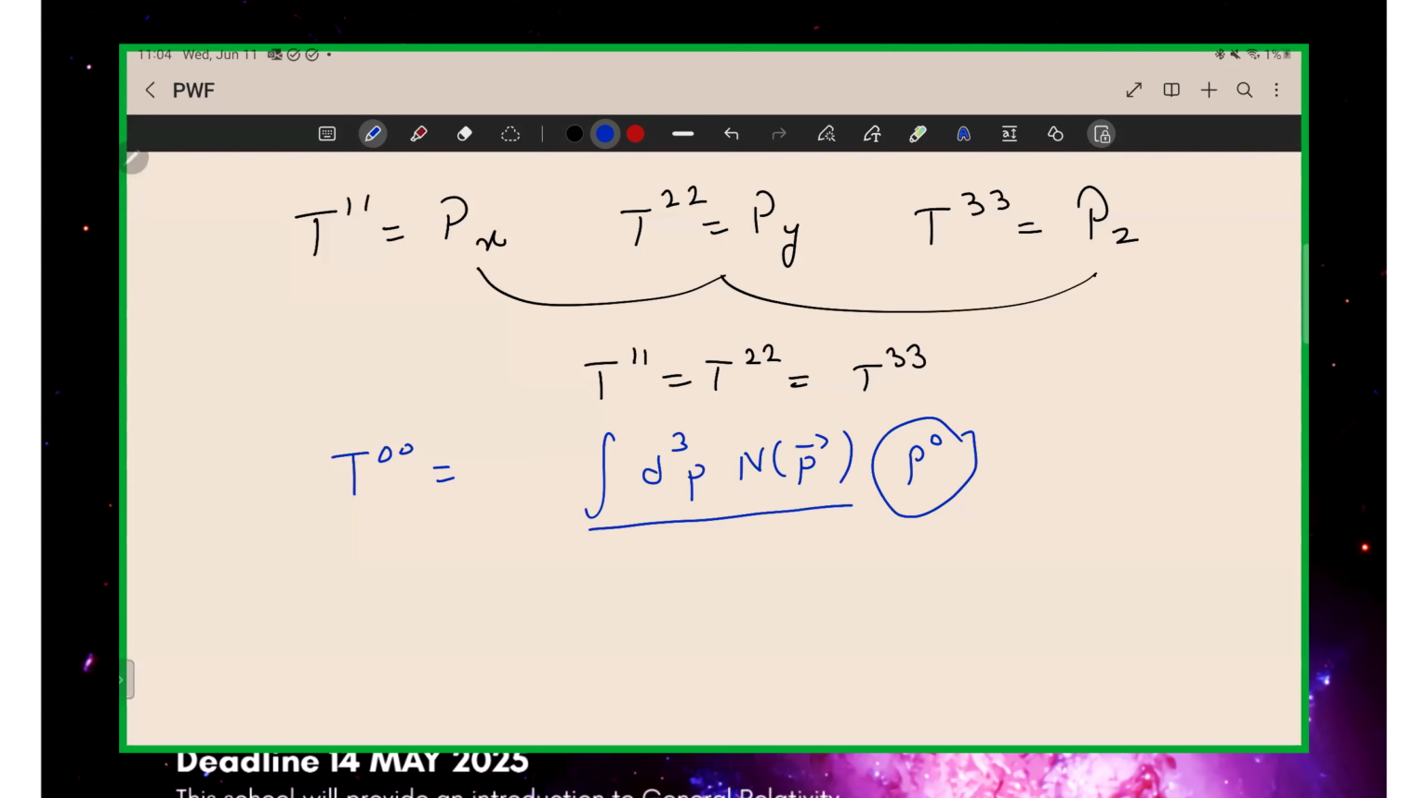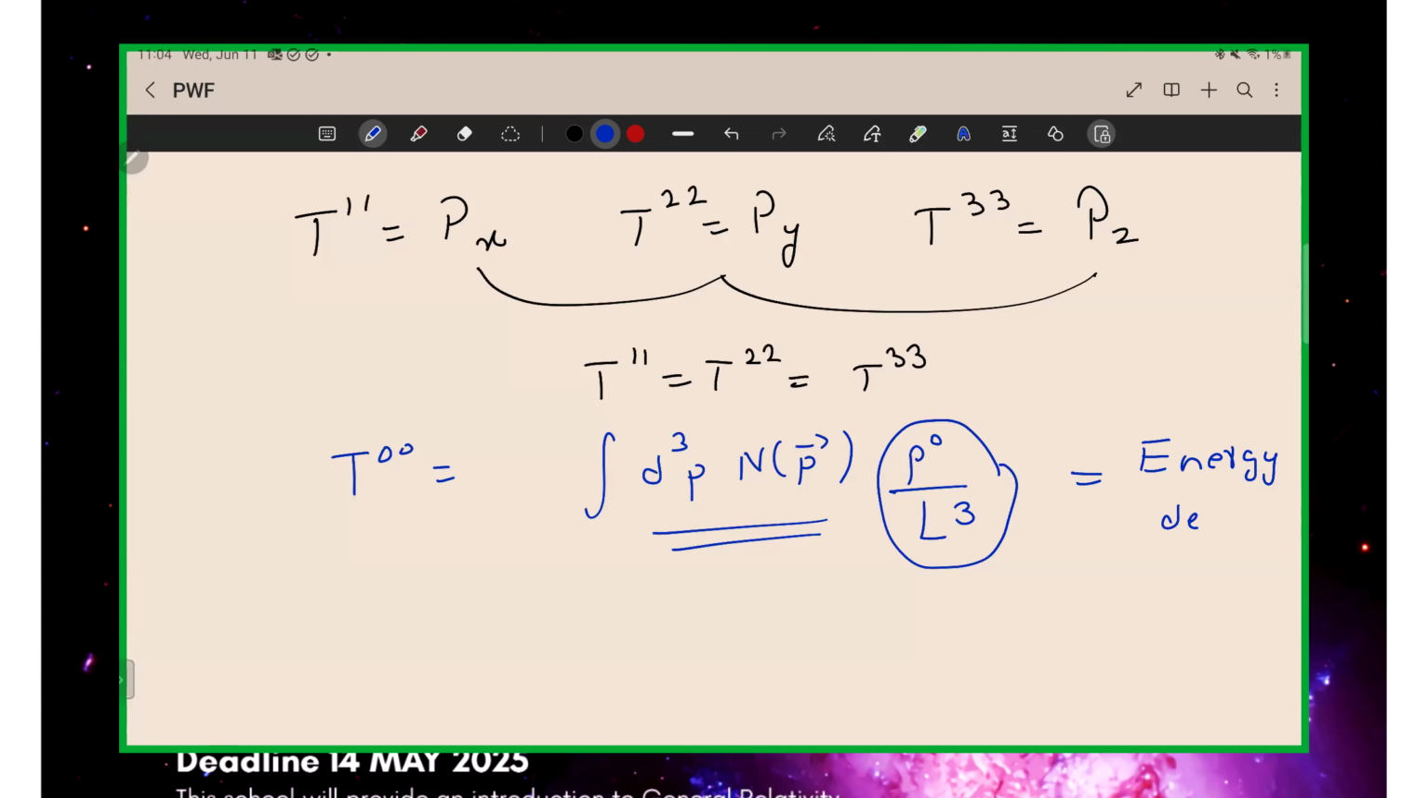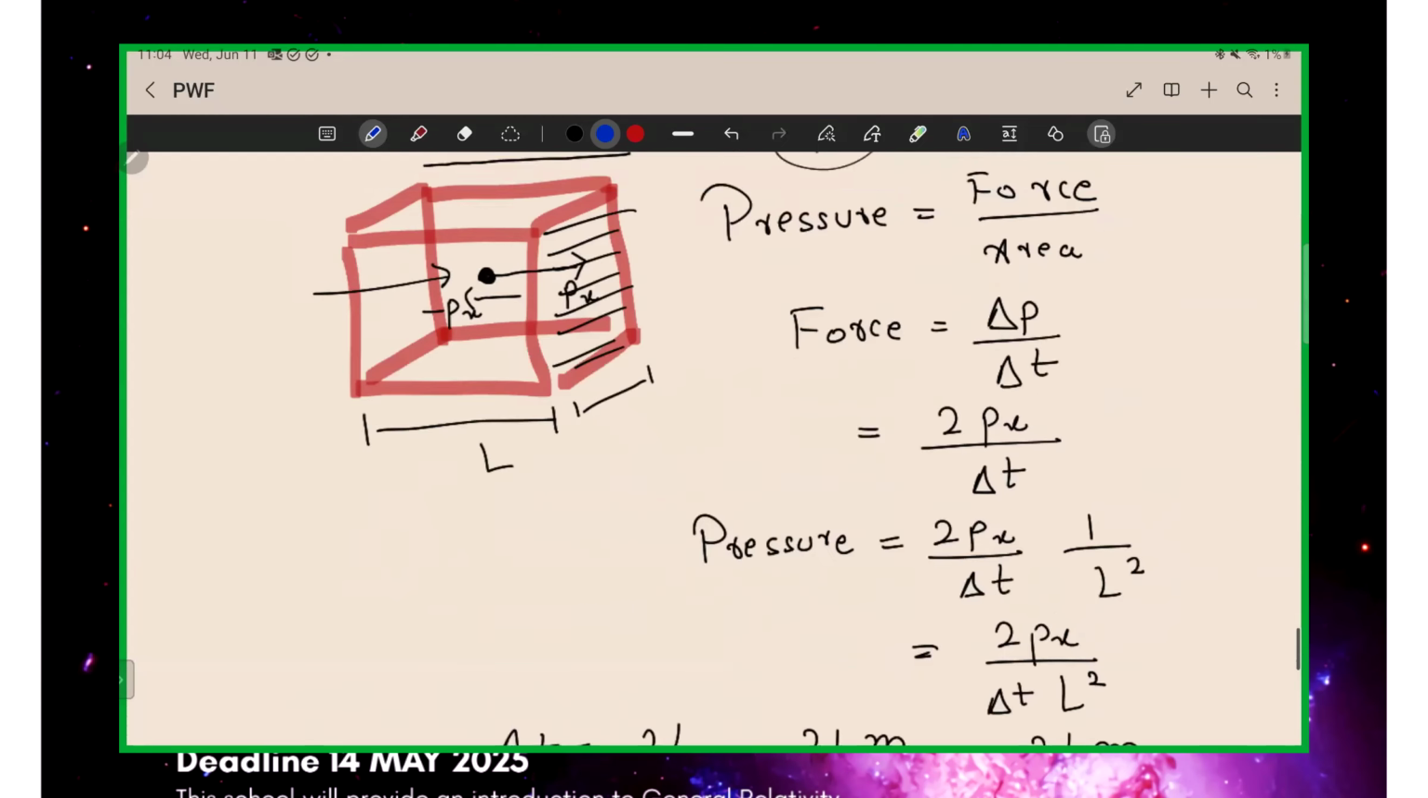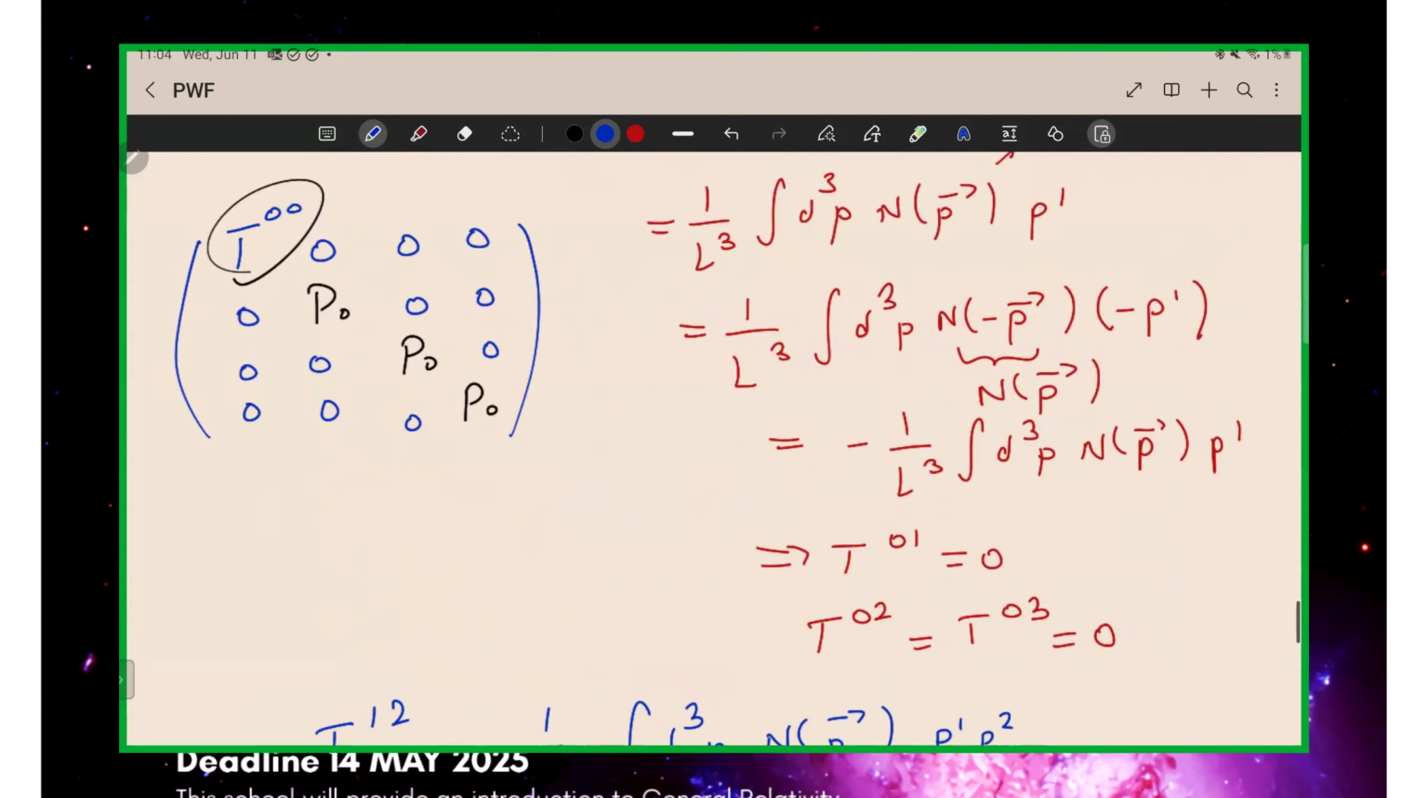And if you bring in L cubed here, this is the energy density due to a particular particle with momentum p. If you integrate over all momenta, you just get the total energy density. Therefore, T00 is again rho, therefore this should be rho naught. So I've tried to give you a rushed derivation for why the stress tensor of the perfect fluid should be what we had earlier.